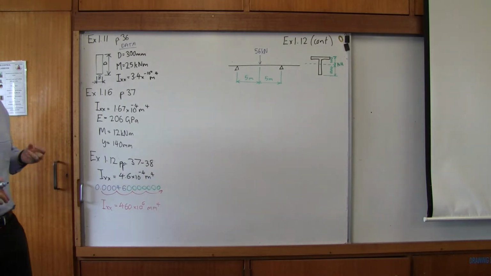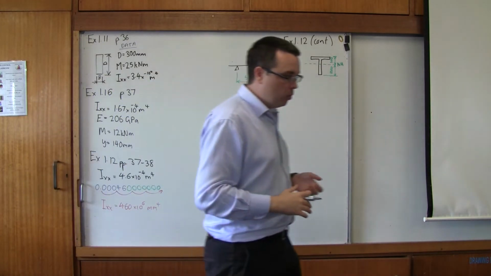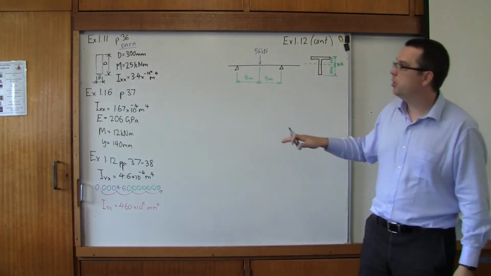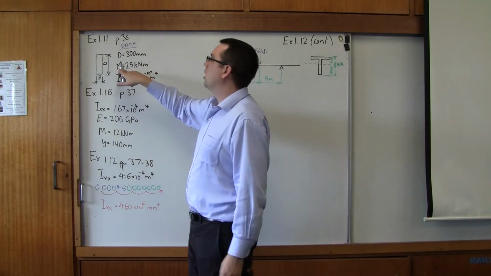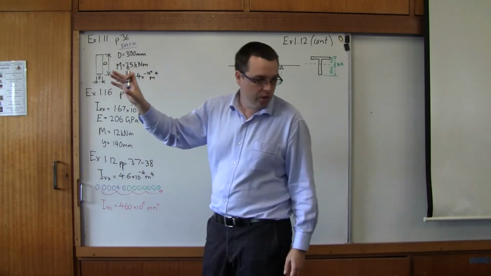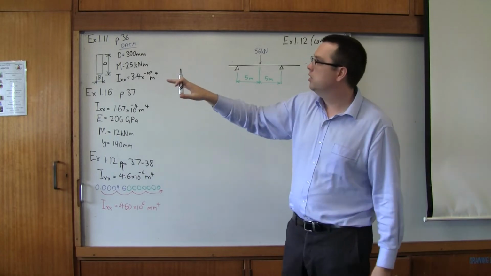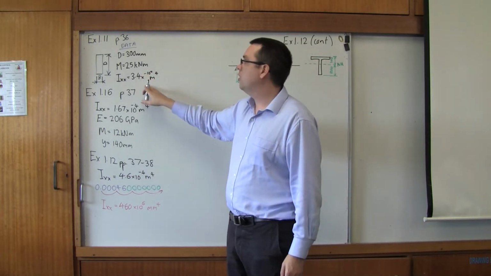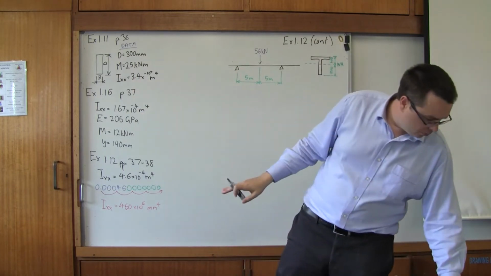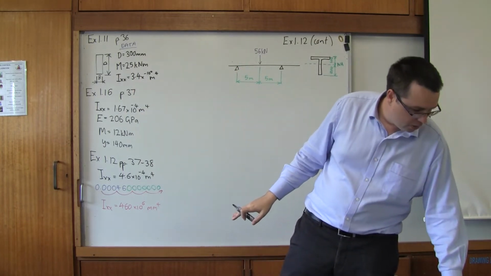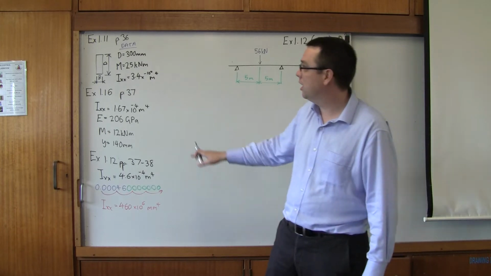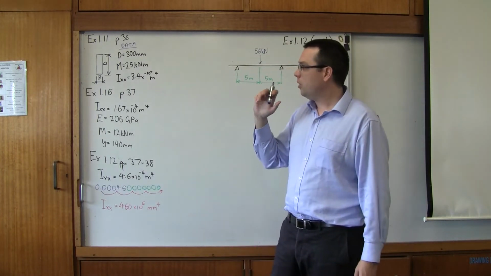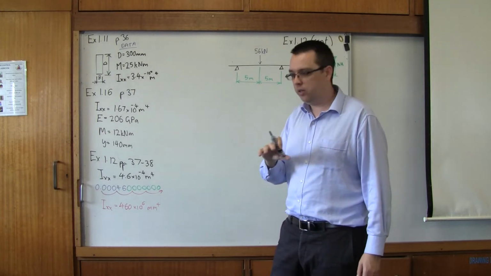So I'm not going to read out the specific wording of the question, that's available. But what I've done is I've said, okay, the depth of the beam is 300. They've said the BM, so the bending moment, is 25 kilonewton meters. And then the second moment of area is 3.4 times 10 to the negative 4 meters to the power of 4. Now, we're going to work with that and go forward.